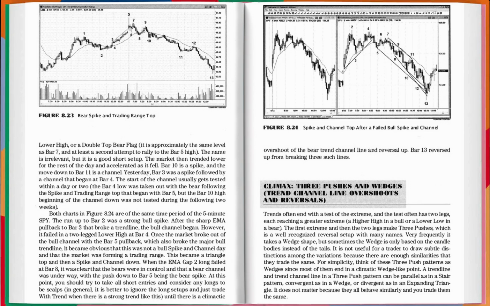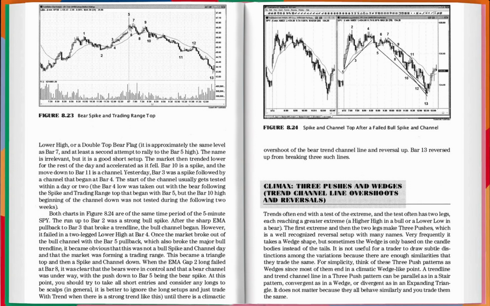Bar 13 reversed up from breaking 3 such lines. Climax, 3 pushes and wedges, trend channel line overshoots and reversals. Trends often end with a test of the extreme, and the test often has 2 legs, each reaching a greater extreme, a higher high in a bull or a lower low in a bear. First extreme and then the 2 legs make 3 pushes, which is a well-recognized reversal setup with many names.